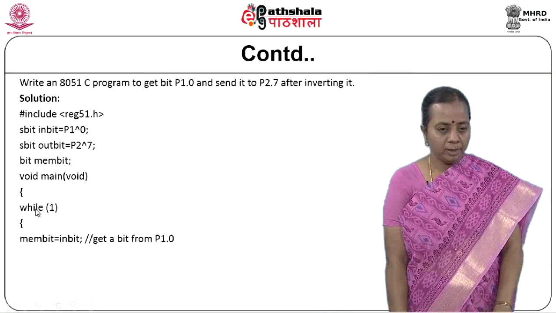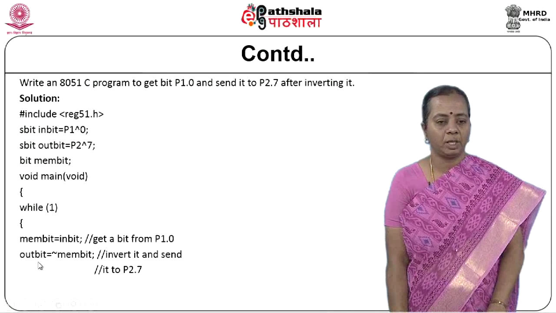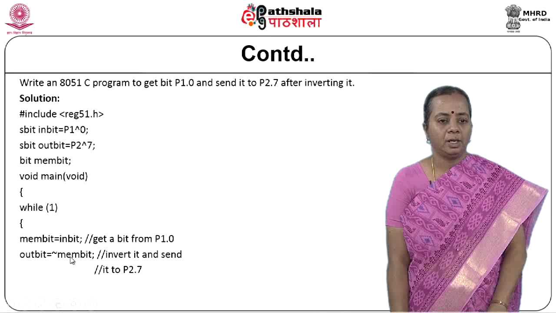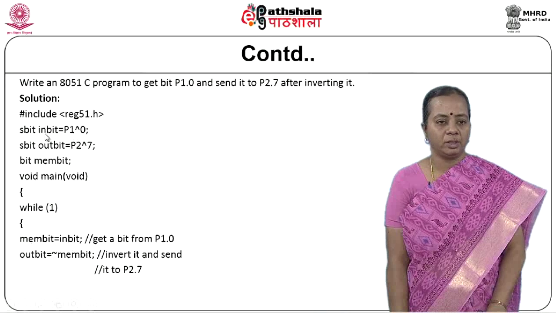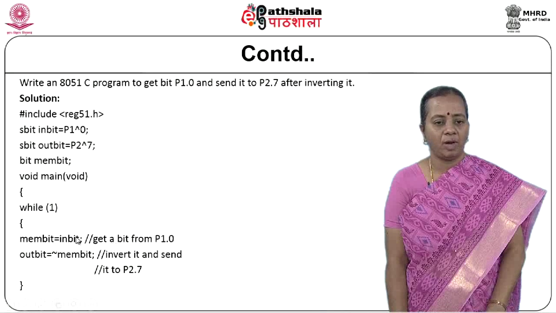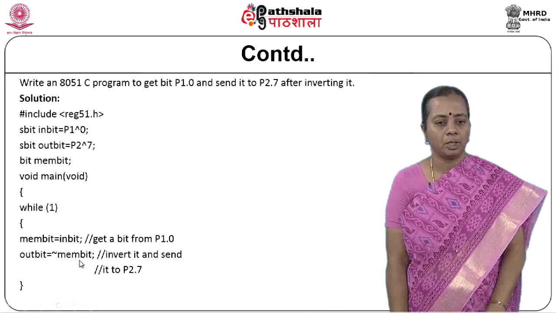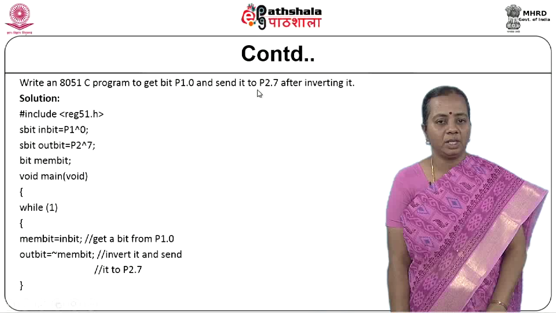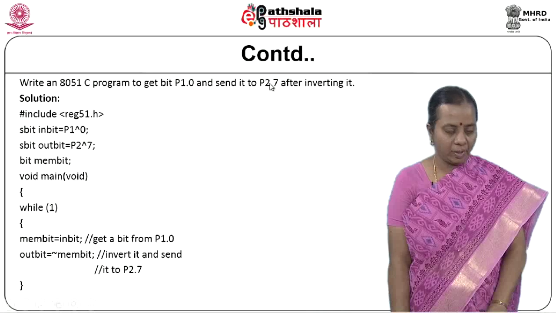Now, while(1) means it is an indefinite loop. So mem_bit is equal to in_bit: what we have read from P1.0 is moved to mem_bit, and it is getting inverted, which is assigned to out_bit. So this statement is for reading a bit from P1.0, this is to invert it, and it will be assigned to pin P2.7. Through this particular code we invert what is read at P1.0 and supply it to the P2.7 output pin.